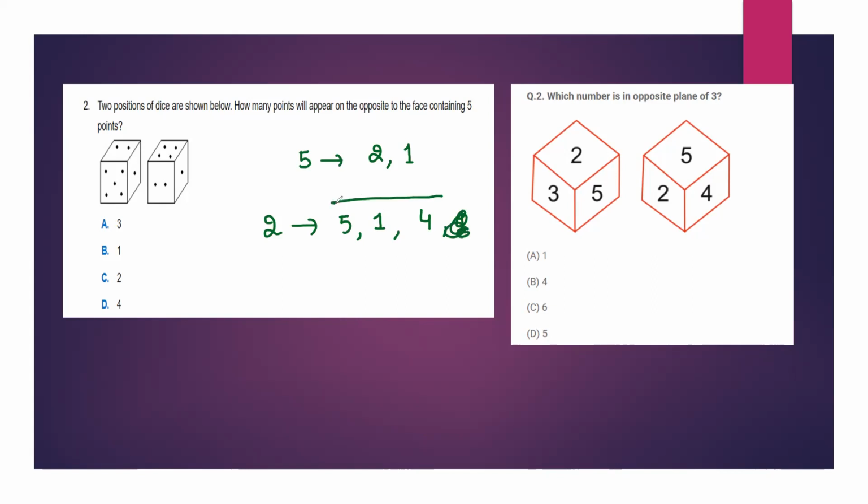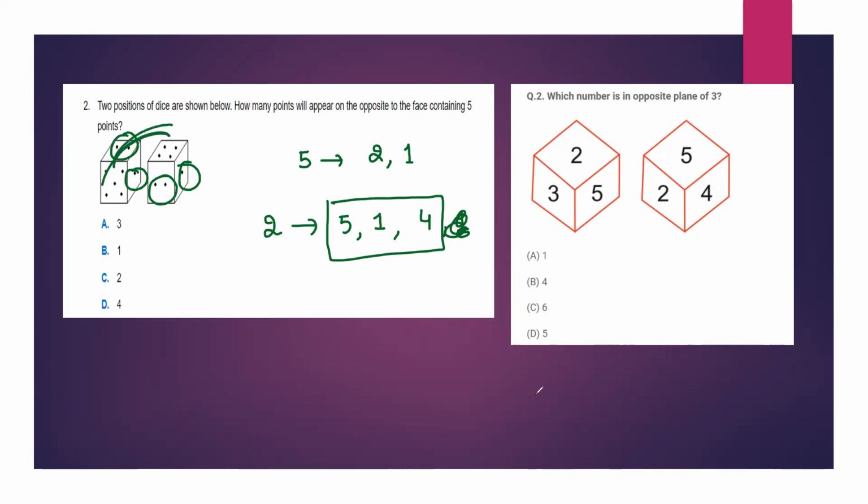So we can write adjacent of 2 is 5, 1 and 4. Now they are asking you, what is opposite of 5? So you see 5 is here. So 2 and 1 are common. 2 here, 1 here, 2 here, 1 here. So definitely 5 and 4 will be opposite to each other.